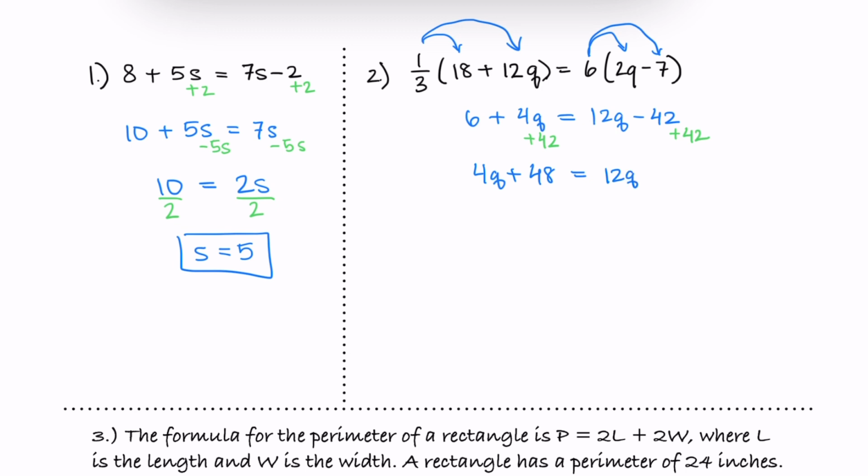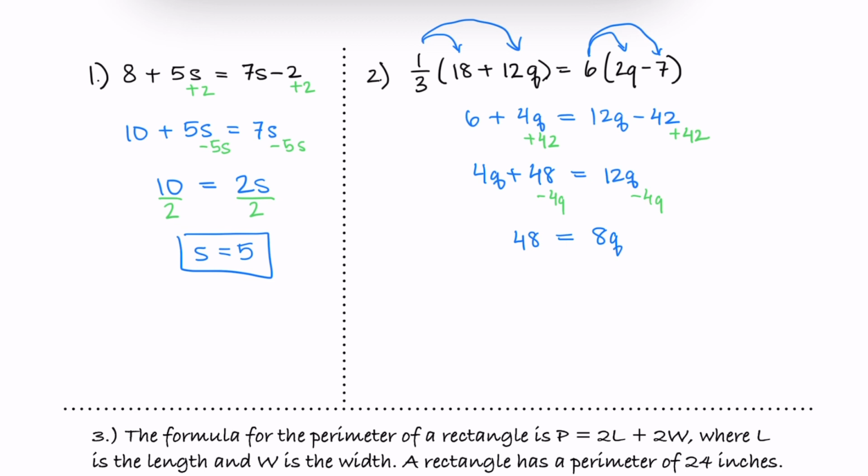And now I'm going to get rid of the 4q here and move it here in order to isolate the q, put it by itself on one side. So that means I'm going to have to subtract 4q from both sides. 4q plus 48 minus 4q is just 48. And 12q minus 4q is 8q.